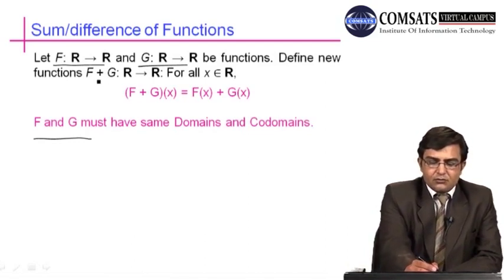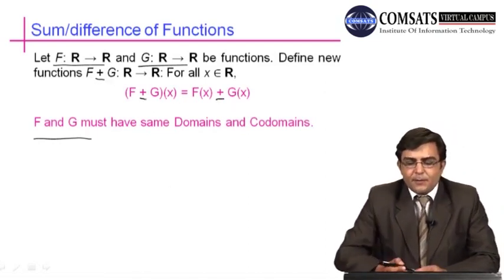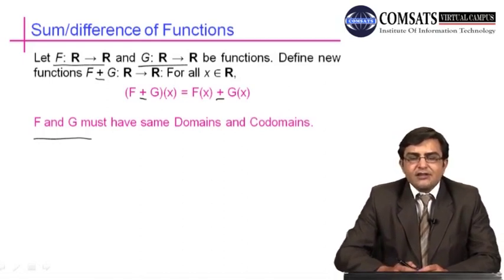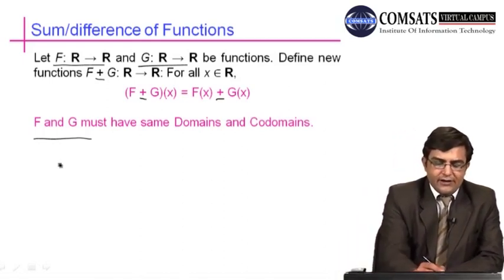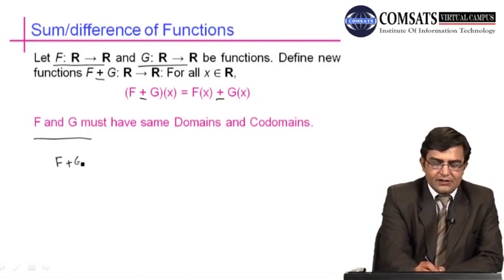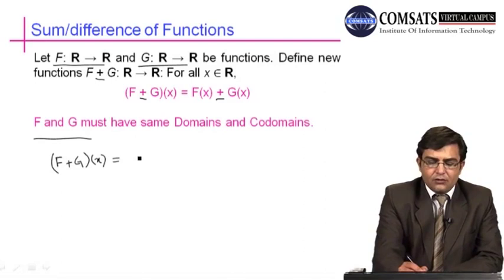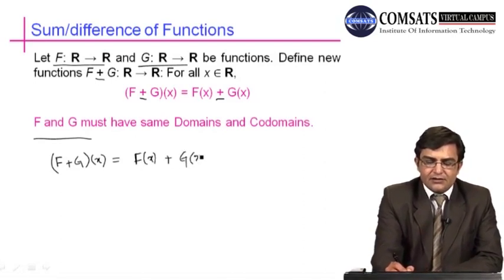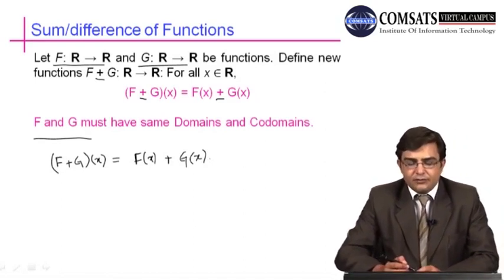If we define the sum, we write F plus G. If we define the difference, we write F minus G. So we define a new function F plus G, which is defined on X as F plus G of X. This is basically the sum of F of X plus G of X. This is how we take the sum of two functions.